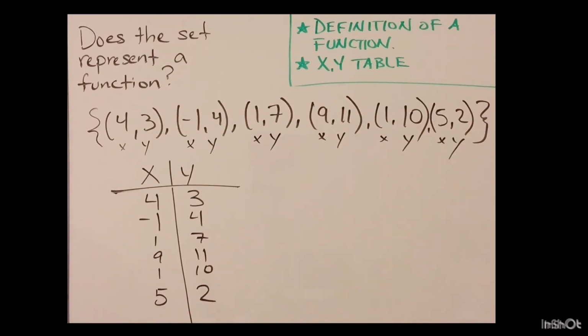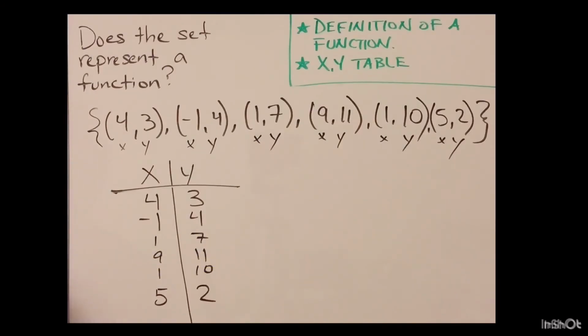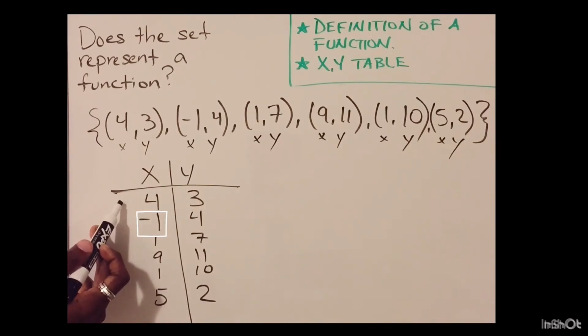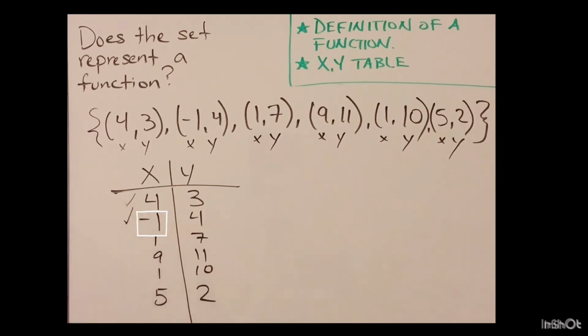Our next step is to, again, look at this XY table and see if any X values repeat. Let's do it. We see that we have our first X value as a 4. The question that you should be asking yourself is, are there any other 4s in this list of X values in this domain? And the answer is no. We can do the same thing for -1. We see it here and we say, okay, there's no other -1s. So 4 and -1 are good.